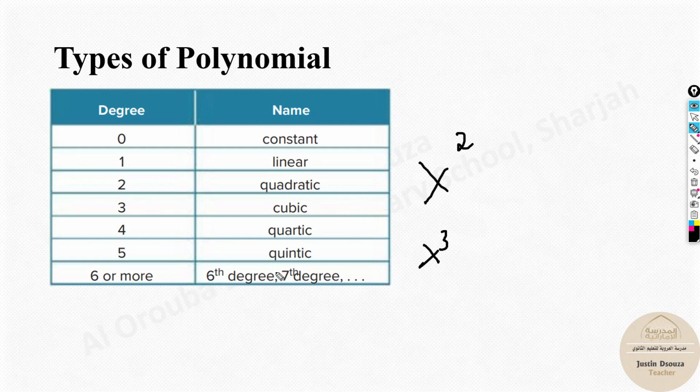You can keep on going. This will be called hextic, I guess, then heptic, octic, and so on. There are various names as that increases. But if you just start calling it a polynomial of degree more than 2, okay?